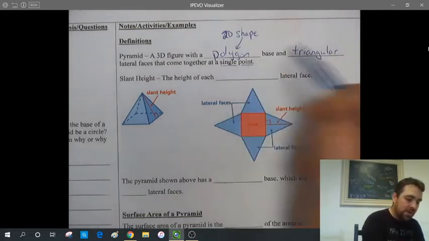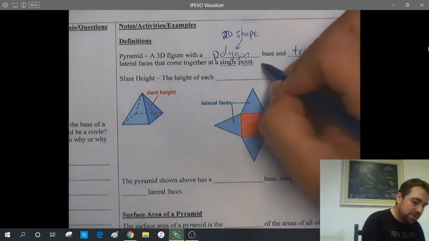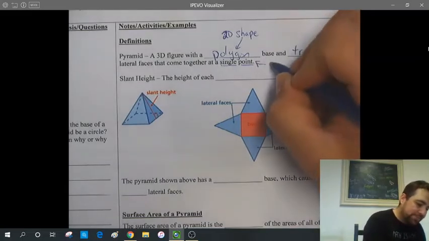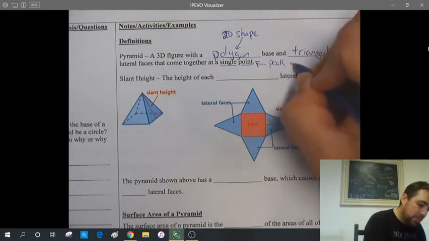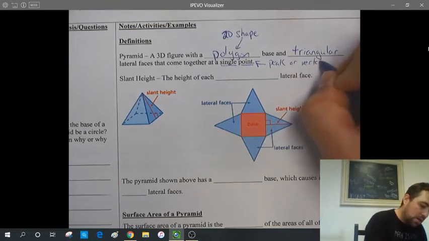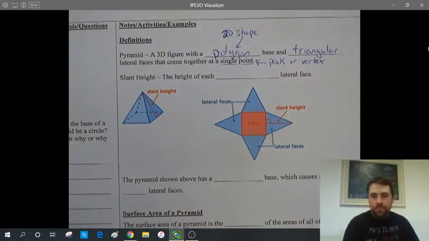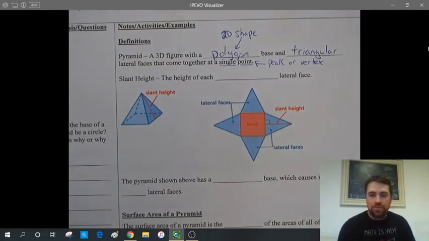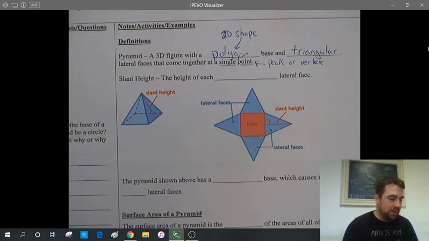Okay, and that's kind of the other thing. This is sometimes referred to as the peak or the vertex, but that's the central point that all of the lateral faces are coming to. So unlike with prisms that have the similar bases on either side, here we just have a single base and then all just meeting at a single point at the other side of the three-dimensional figure here.